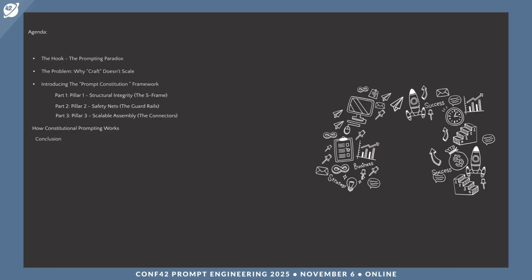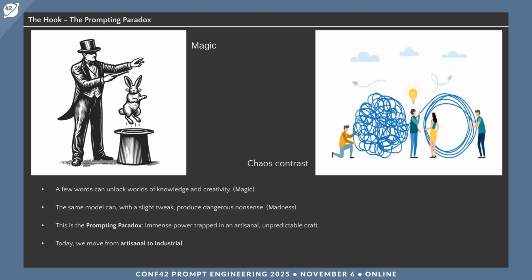Pillar one, structural integrity. Pillar two is a safety net, and pillar three is scalable assembly. And I'm going to run you through how this entire constitution prompting works and a few advanced methods to evaluate the prompts and the LLM capability as well. And finally, we get into a conclusion. So, a pretty structured agenda for today's topic.